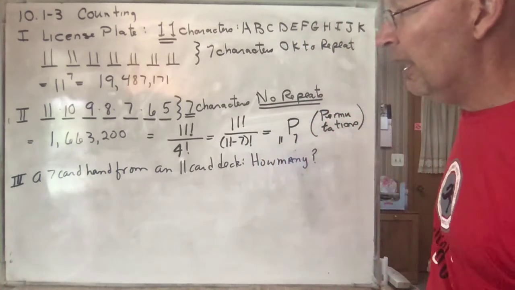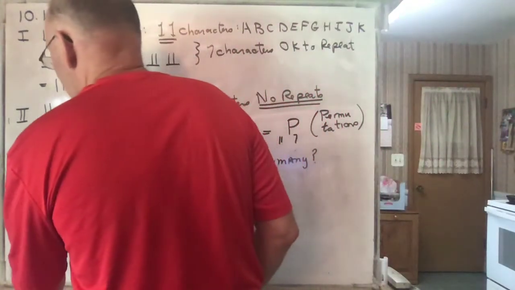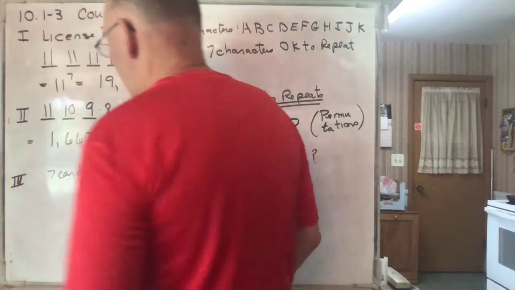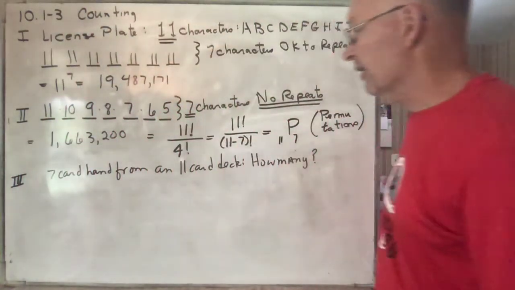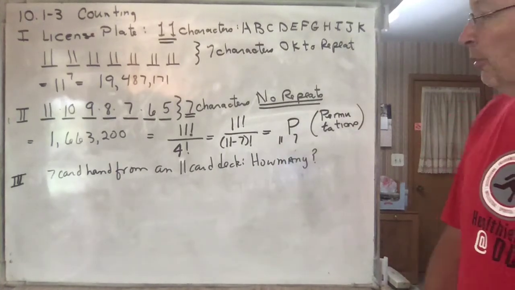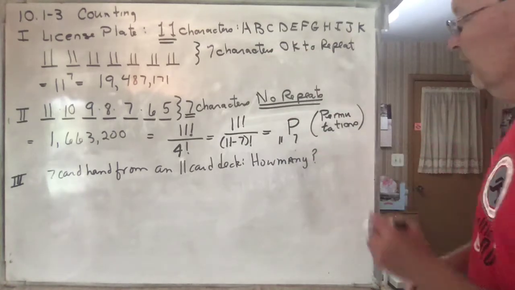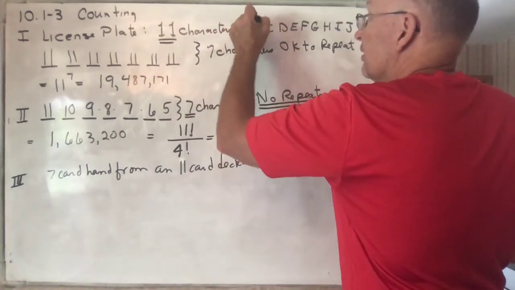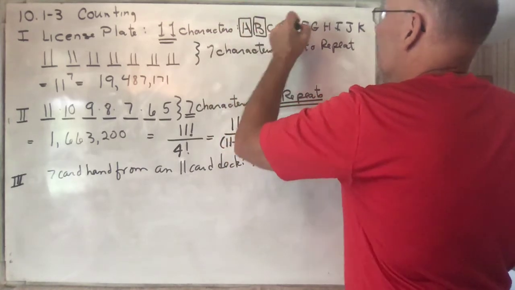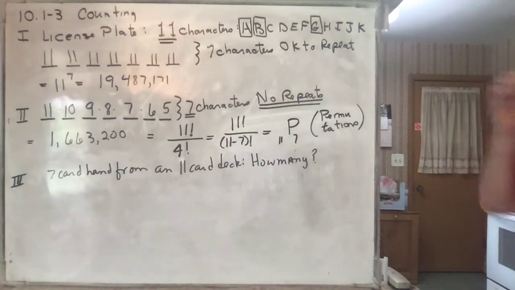Okay? How many 7-card hands? How many 7-card hands from an 11-card deck? So again, just to be clear, you've got a deck with 11 cards. Here they all are. Think of these as cards now. Each of these things is a card. There's your total deck of cards right there.